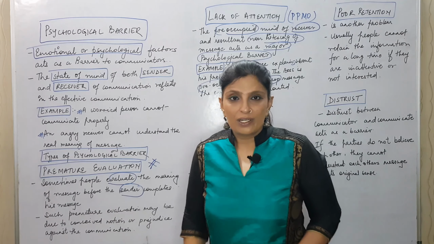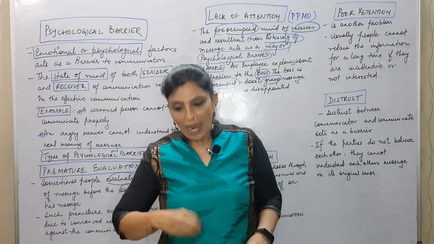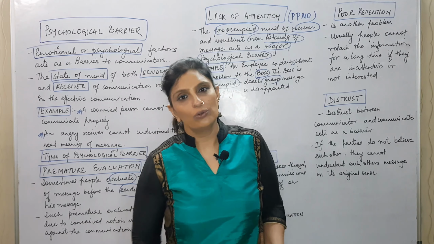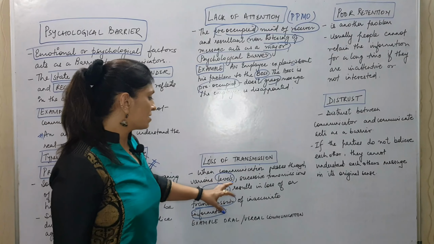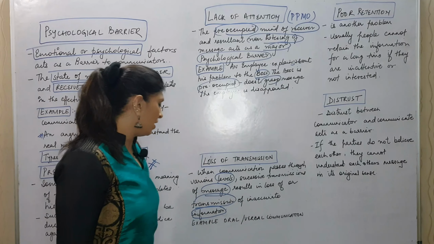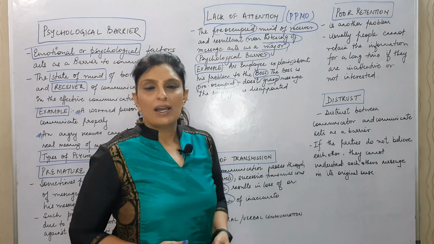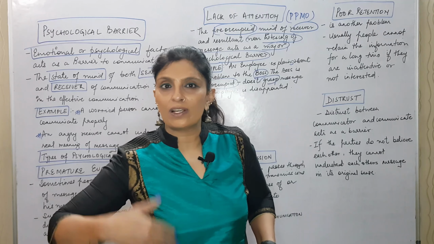Loss in transmission. I'm telling you something, you're not taking it in. I'm trying to communicate to you, you're not listening at all. So when communication passes through various levels, successive transmission of the message results in loss or transmission of inaccurate information. See, when there are too many levels, I communicate something to the next level and the next level communicates something else.